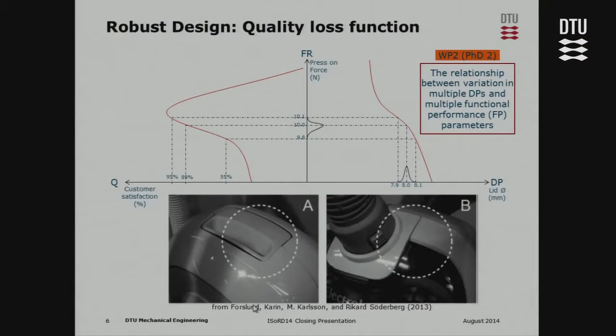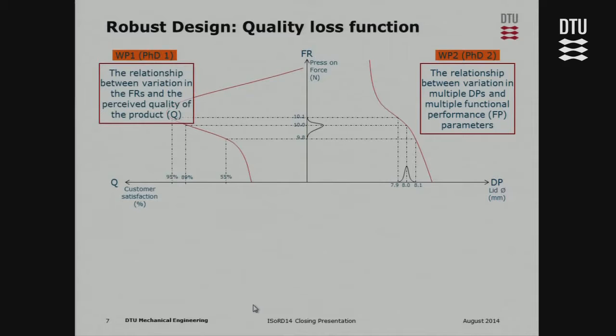But because of visual robustness, we can see this looks dreadful quality. In other words, this would be a very steep line here, whereas in this one, it's very visually robust. We can't actually see the variation, so it would have a very flat quality loss profile. And that's where our other PhD project from CERN is looking at in this area.